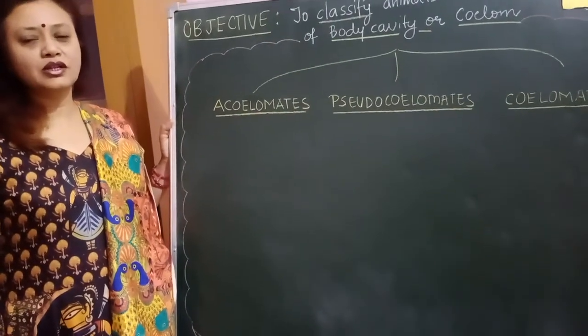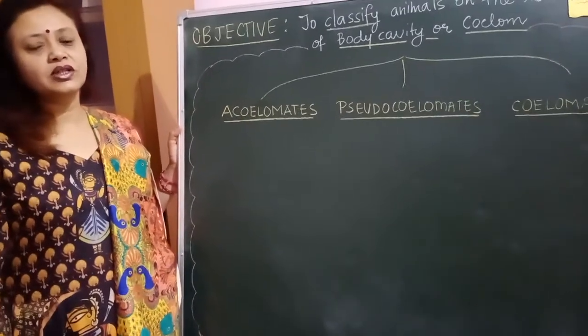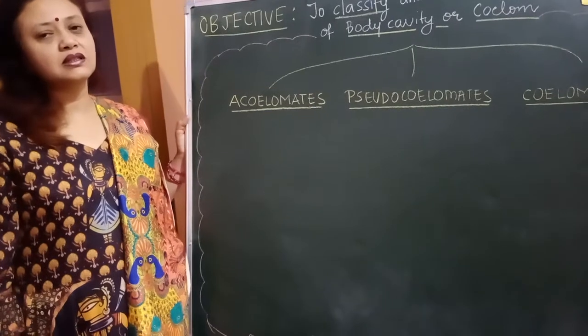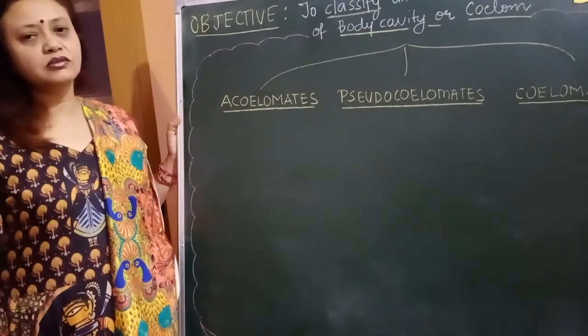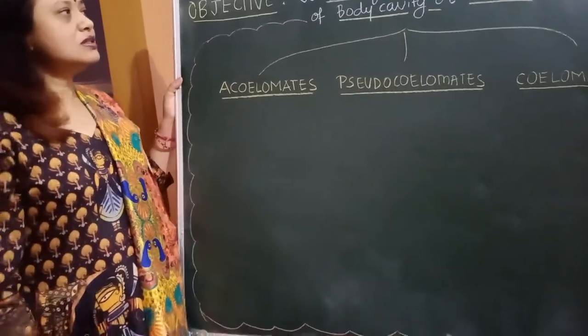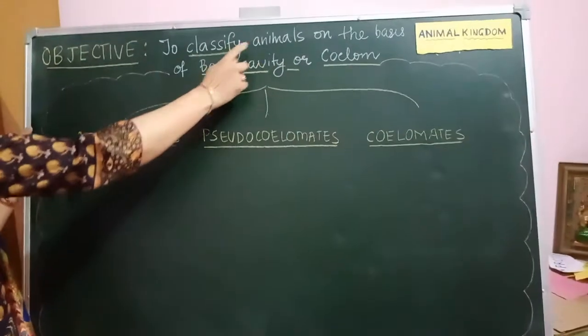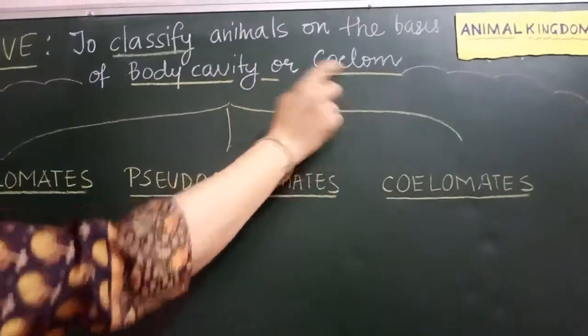So I hope that you are familiar with a few terms that we covered yesterday. Today we will do three concepts. The first one is very important. That is the concept of the body cavity or coelom. So today's objective is to classify animals on the basis of body cavity or coelom.